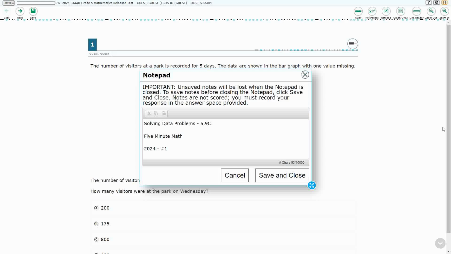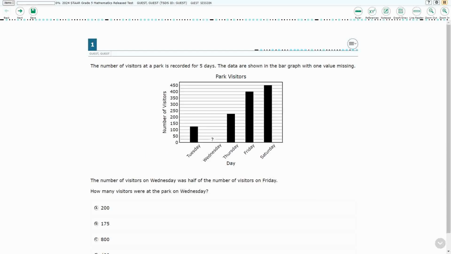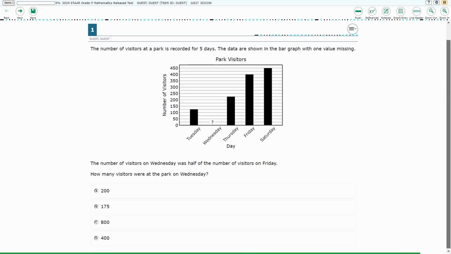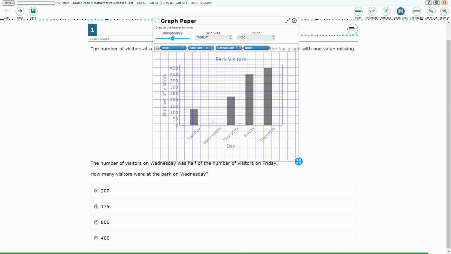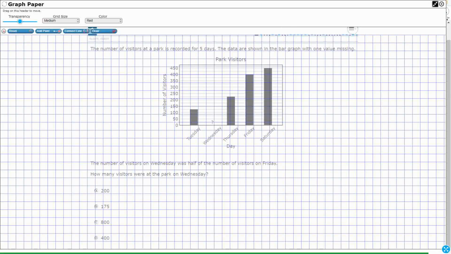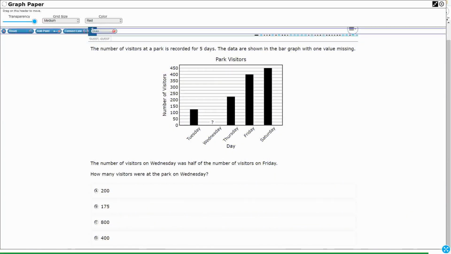Today we are looking at the 5th grade concept of solving data problems. This is Standard 5.9C in the great state of Texas, and we are using item number 1 of the 2024 released STAAR test. If you haven't done so already, please go ahead and take a moment to pause the video, work this problem out on your own, unpause it, and we will look at our answers together.